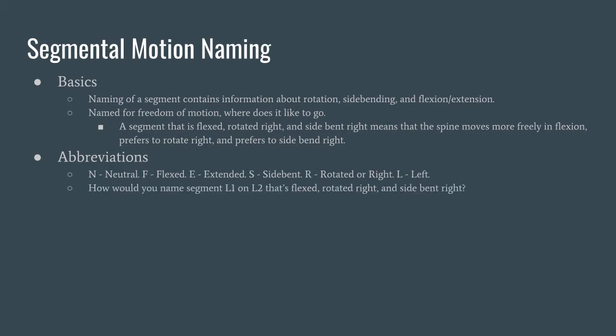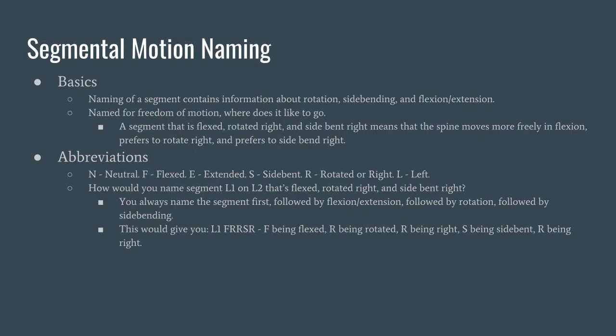How would you name segment L1 on L2 that's flexed, rotated right, and side bent right? You always name the segment first, L1, followed by the flexion or extension component, followed by rotation, followed by side bending. This would give you L1, flexed, rotated right, side bent right. However, to save space and time, it would likely be named L1, flexed, rotated, side bent right. This is because it's redundant to put the second right in there, as they're both the same side. This will be explained in a little more detail once we get to the Fryette's principles.